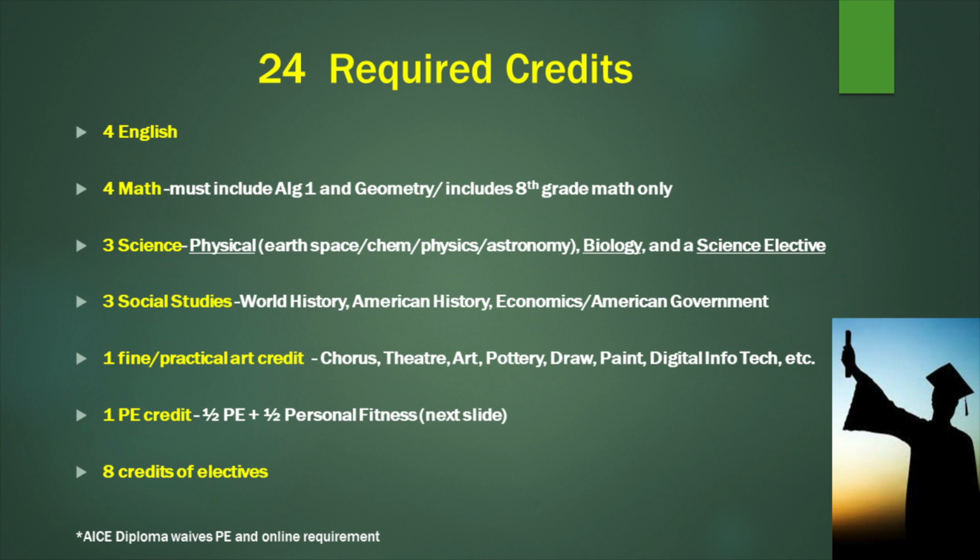1 credit of physical education is needed to graduate. We'll discuss in more detail on the next slide. You will also need 8 elective credits. This is any elective you choose to take.